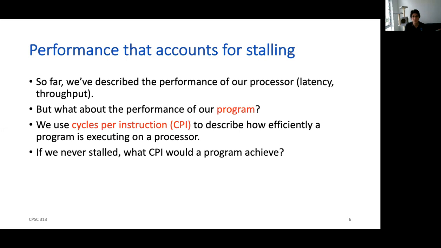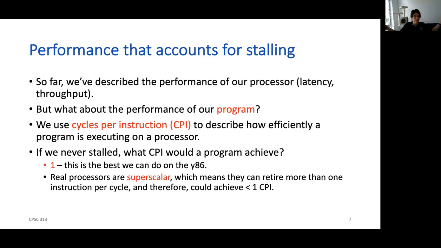Now, what's the best we could do on the y86 processor? Well, the best thing we could do is execute one instruction every single cycle. And a CPI of 1 is considered sort of the gold standard. But modern processors are what's called superscalar, and they can actually execute multiple instructions simultaneously, not just in this pipeline fashion. And so it's possible for modern processors to get a CPI that's less than 1. But for this course, our goal on y86 is really to see how close we can get to a CPI of 1. Let's go back to the simulator for a moment so that we can look at how we might compute CPI using the simulator.